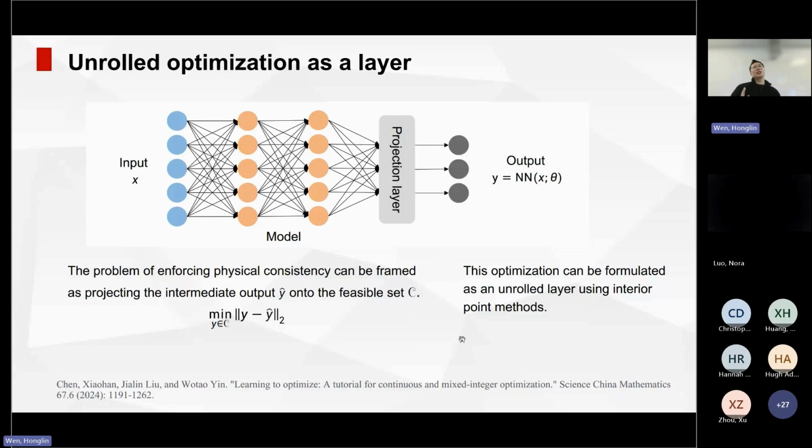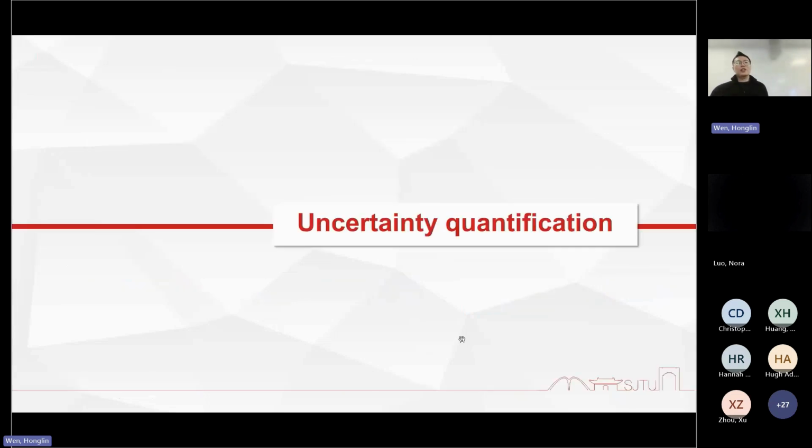You can do that for very general problems, but we cannot give you a guarantee. Even if it's non-convex, although we can satisfy the constraints, I think it's still fair. If you do not have this kind of layer, your predictions violate the constraints anyway. So although we cannot promise that it's the best, it is feasible. Okay, so that's about the physical consistency.